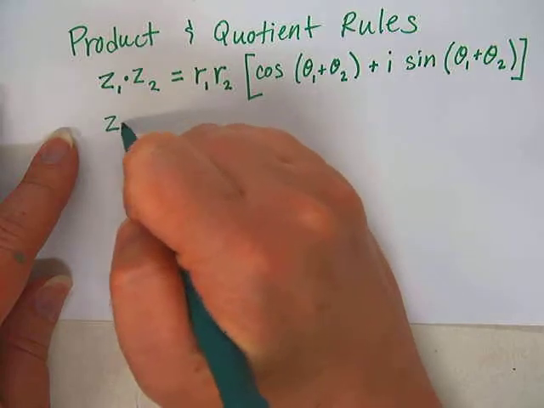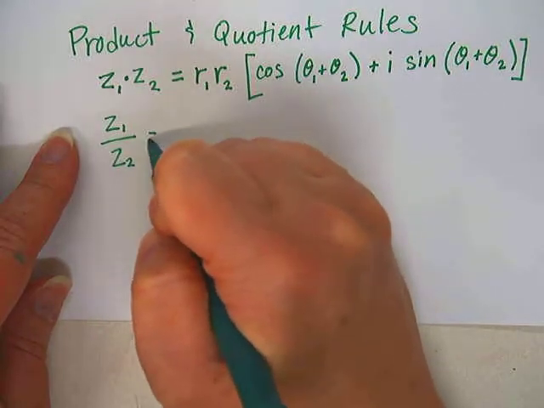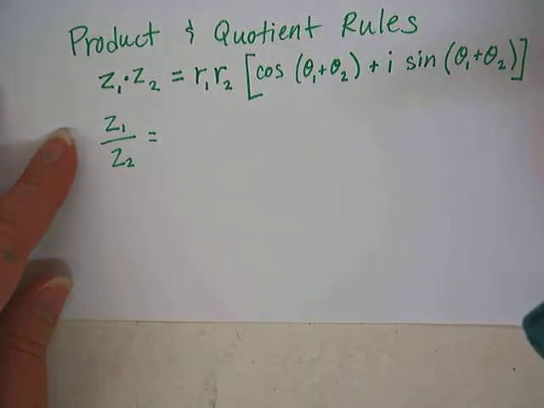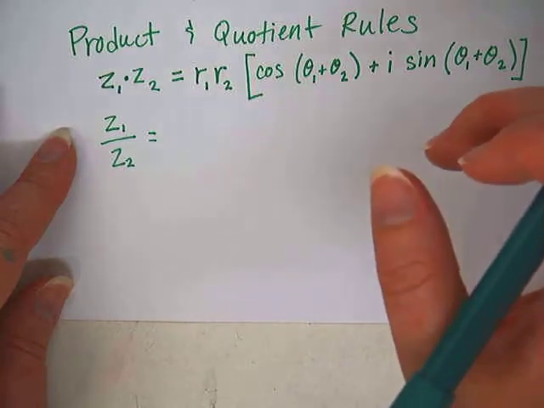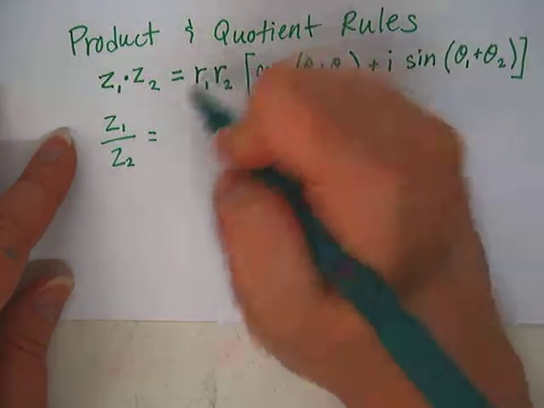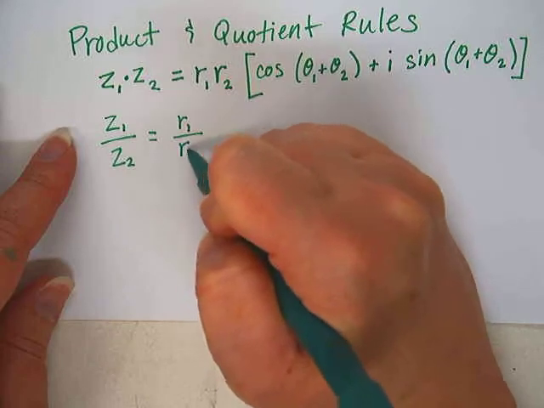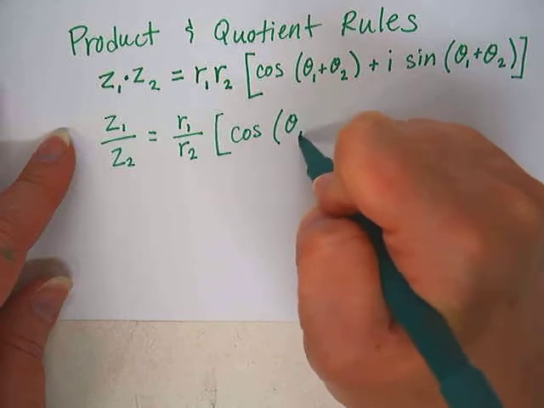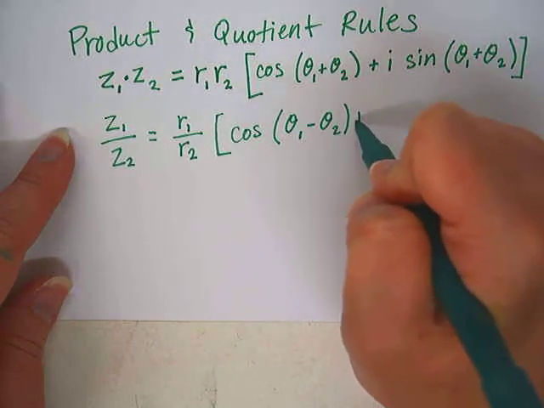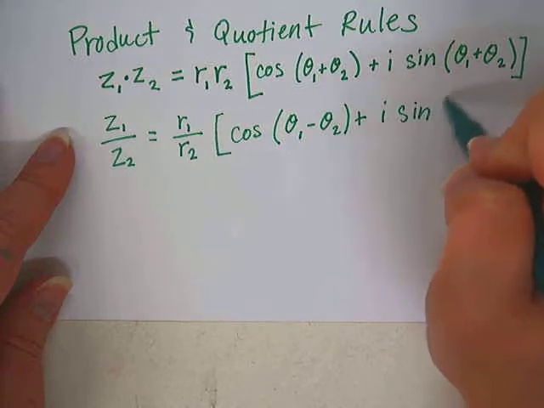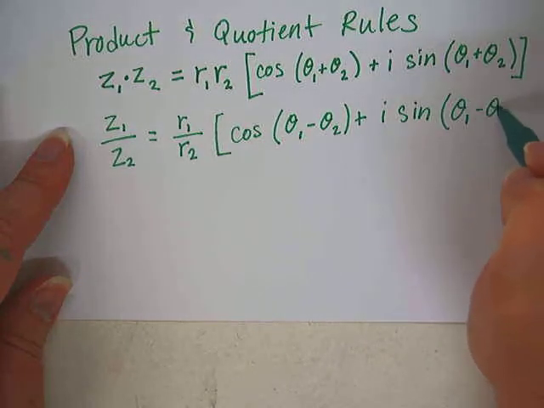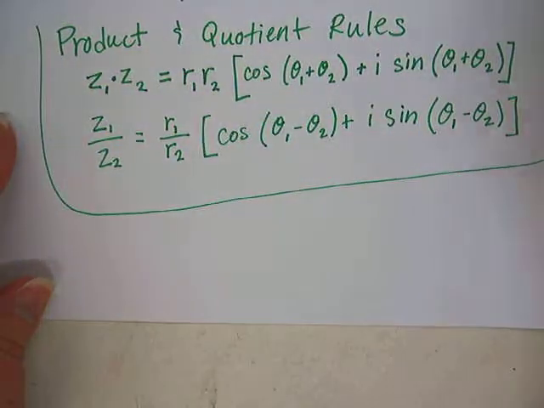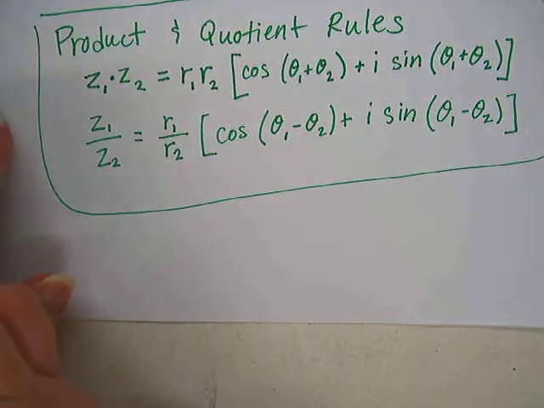Alright, now let's look at the quotient rule. That's where you divide. The quotient rule is the same exact pattern, only instead of multiplying and adding, what do you think is going to happen? Dividing and subtracting. So it'll be R1 divided by R2, and then cosine of theta 1 minus theta 2 plus i sine of theta 1 minus theta 2.